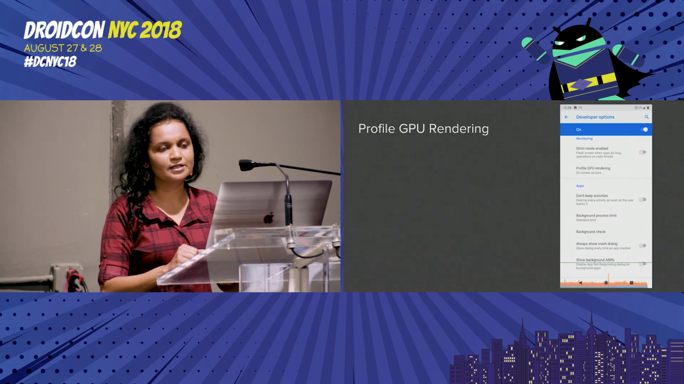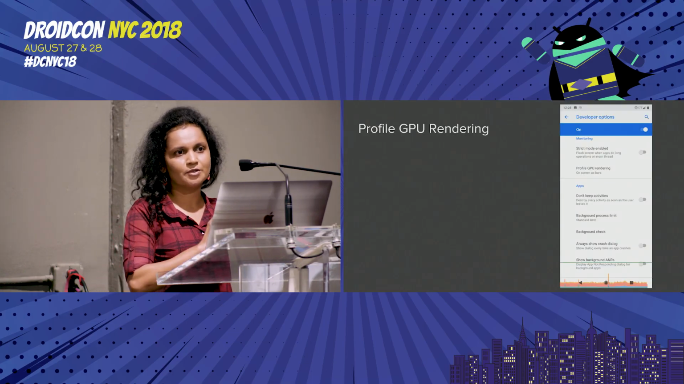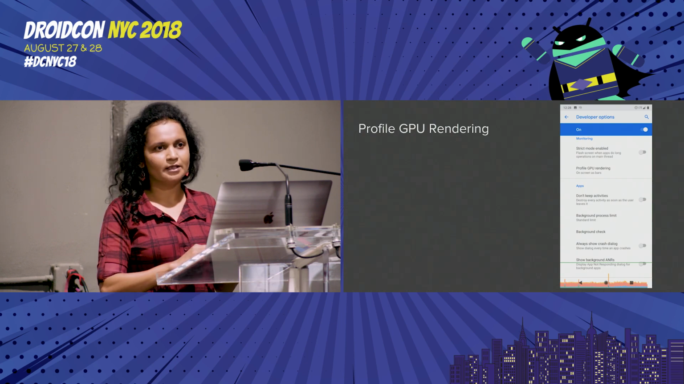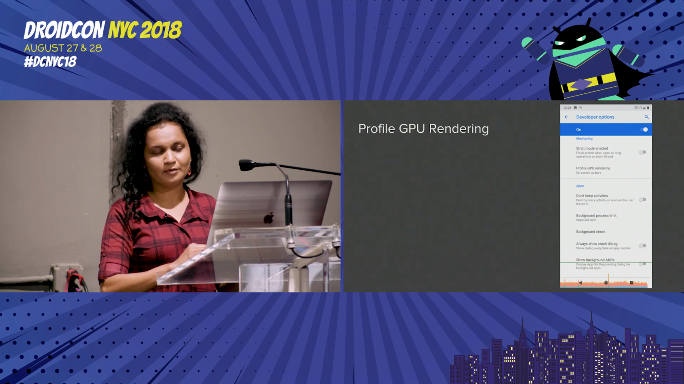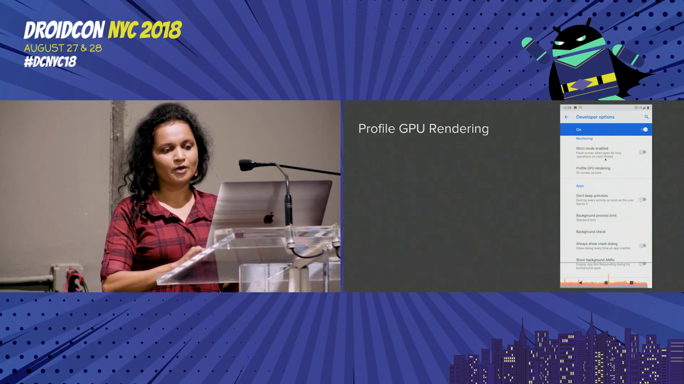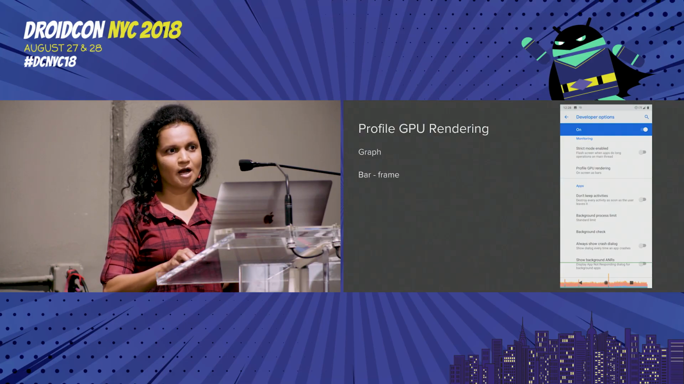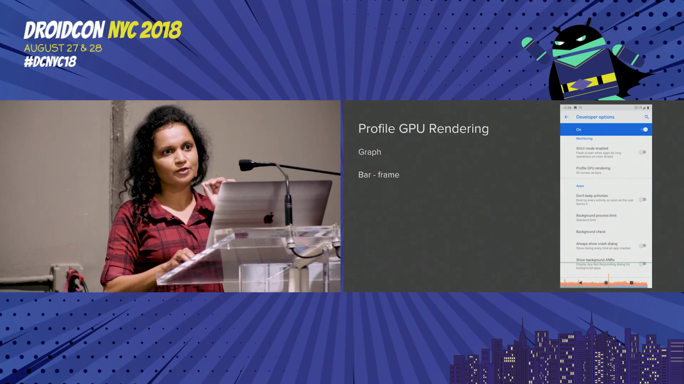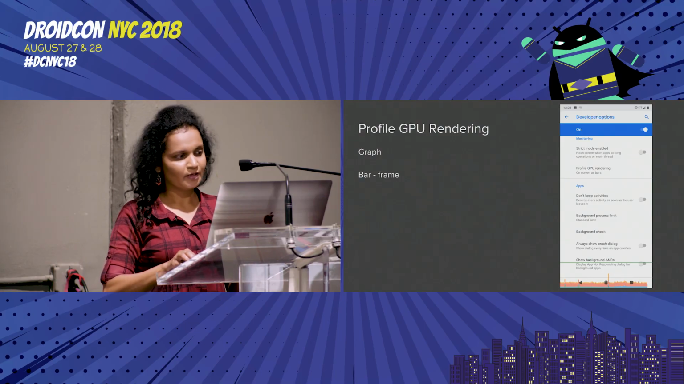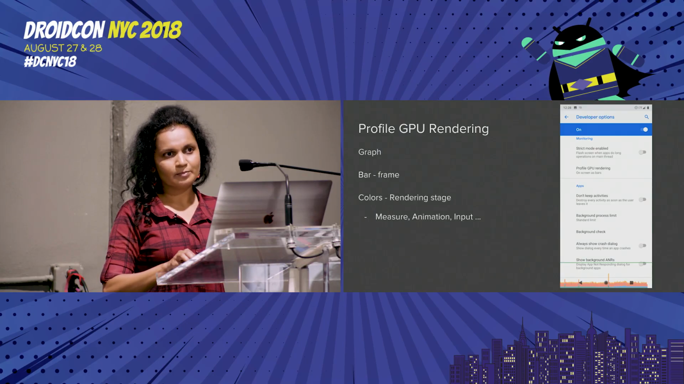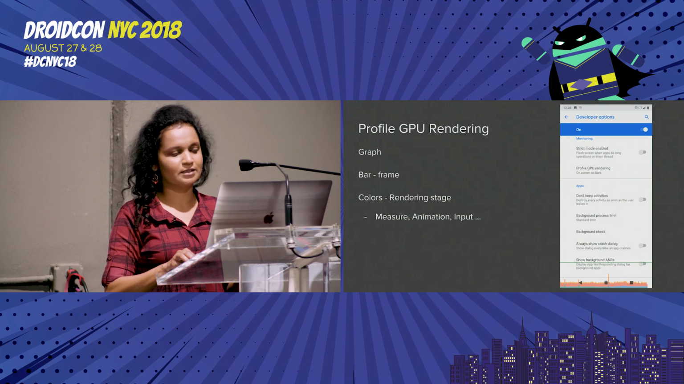This one is Profile GPU Rendering. This also captures the same information as Dumpsys, but it displays the data in a graph format. This can be enabled through the developer options, Profile GPU Rendering. As you can see, it displays a graph of bars, and each bar represents how long a particular frame took to get rendered to the screen. Each bar can be displayed in multiple colors, and these colors represent the stage in the rendering phase, for example, input and animation.